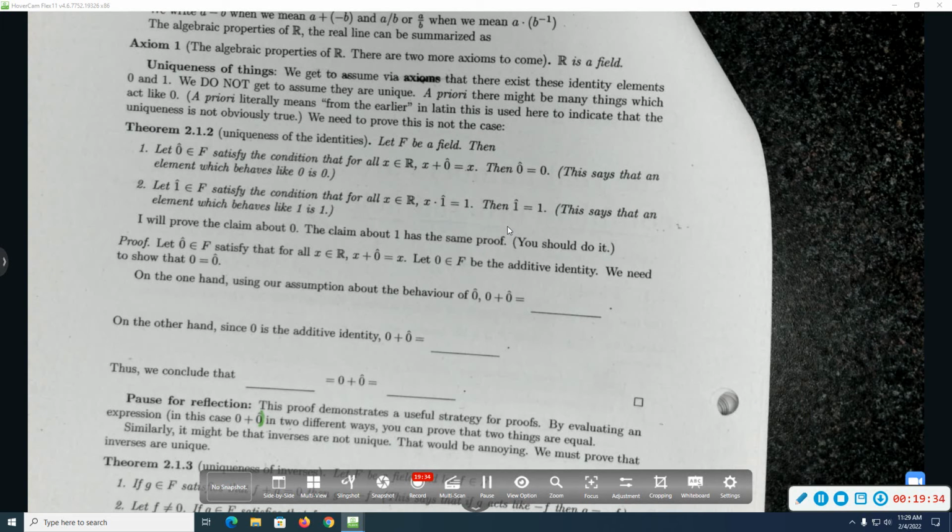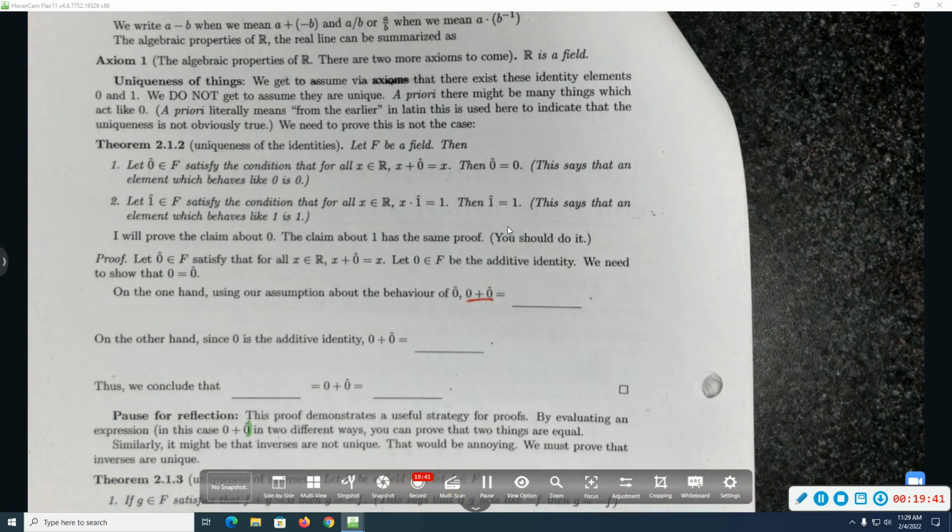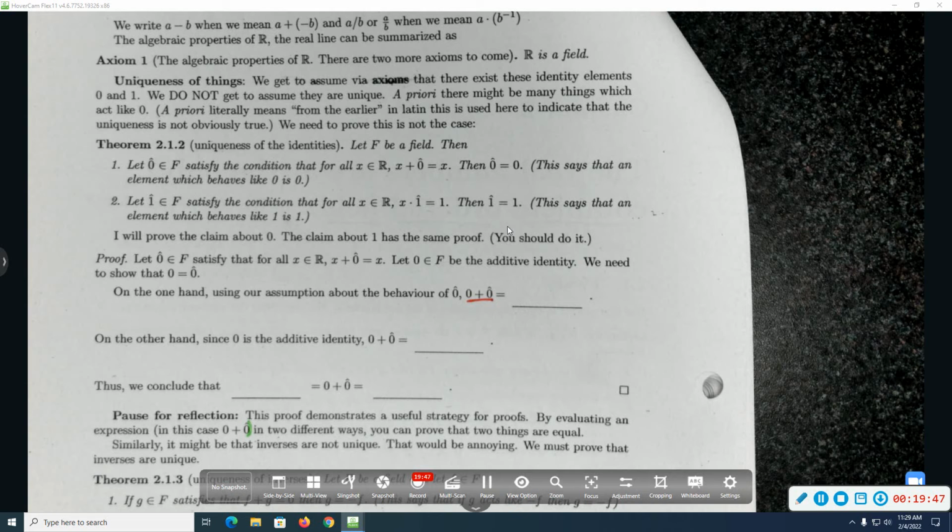The procedure that this proof will follow will be by studying the expression 0 plus 0 hat. Let's try to evaluate that two different ways. What should 0 plus 0 hat be equal to? 0, right? Because anything plus 0 hat is that anything.